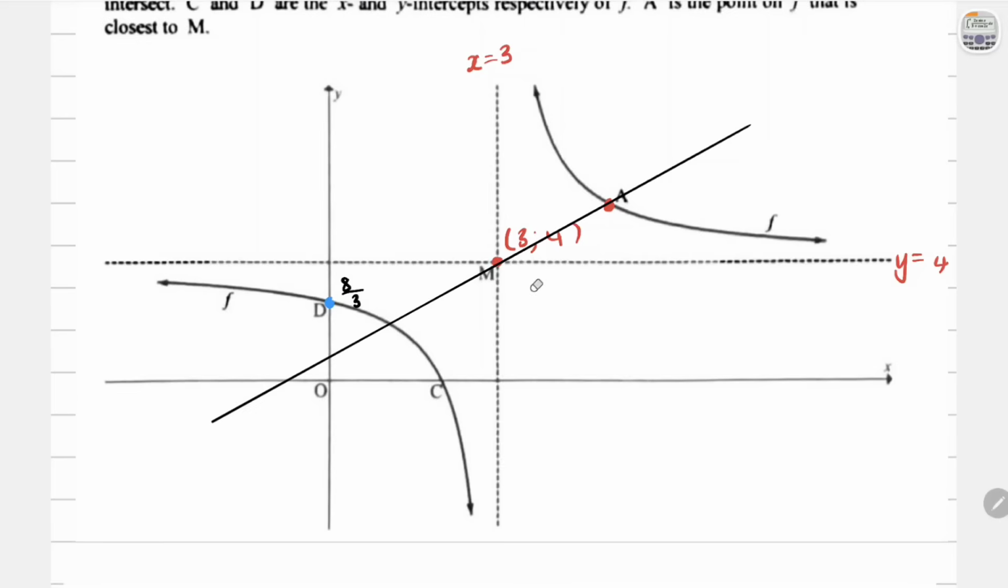We'll speak about that. Since it passes through (3; 4), and this is the line y equals x plus t, just substitute 3 and 4 into this equation.